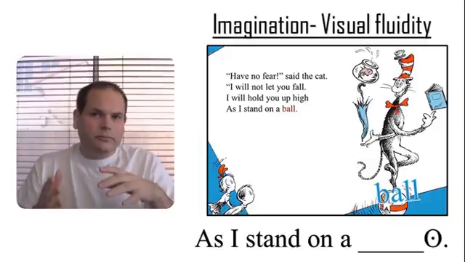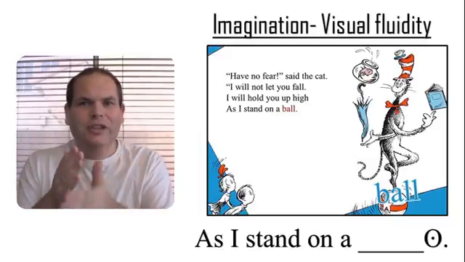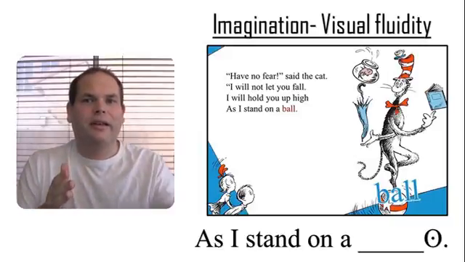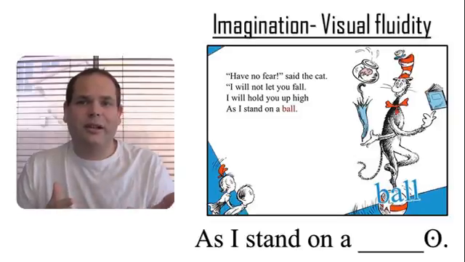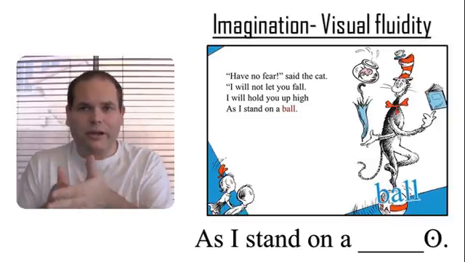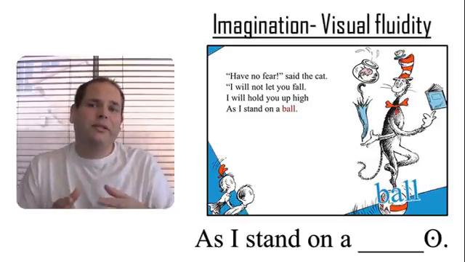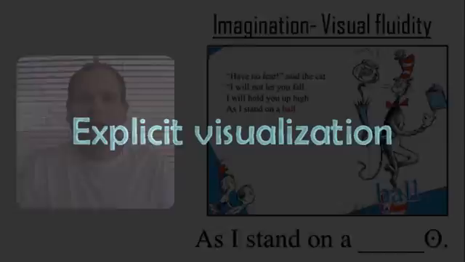All right, so the idea is we are changing the thing we see in our head, and the ability to do that, I call it visual fluidity. It's kind of a quick change of things we see in our head, and I believe it's a skill that you can work on with students.